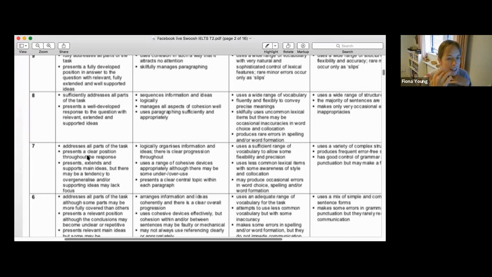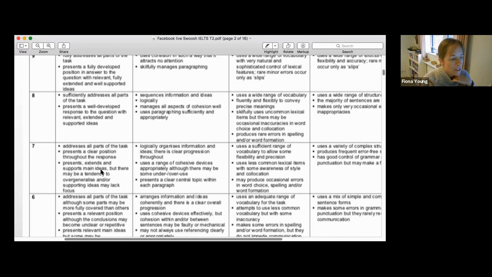So, for example, here, addresses all parts of the task, presents a clear position. So this is basically the way that you've answered the question, the content. You know, have you included all the relevant information? Do you include an opinion? Is your opinion clear throughout the essay? Have you extended your ideas? So instead of just a list of ideas, have you said, okay, here is my point, and now I'm going to give some reasons and examples about that point.